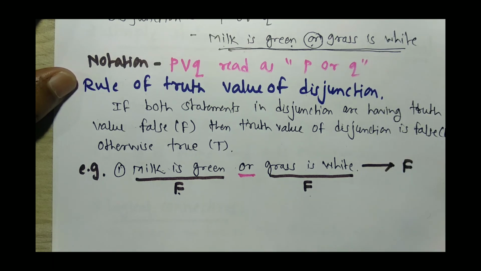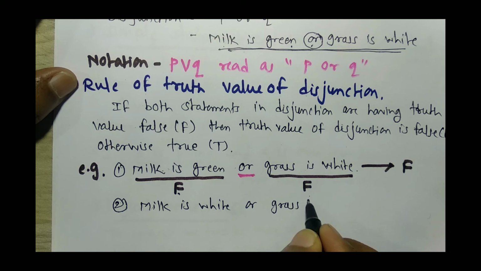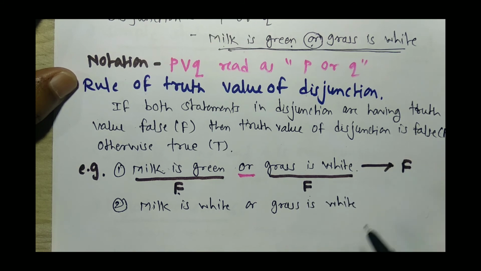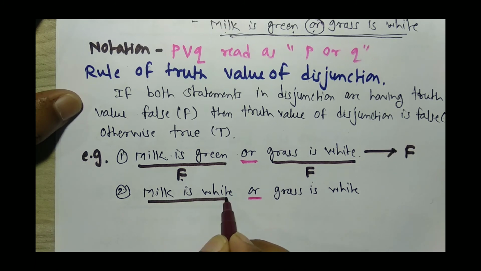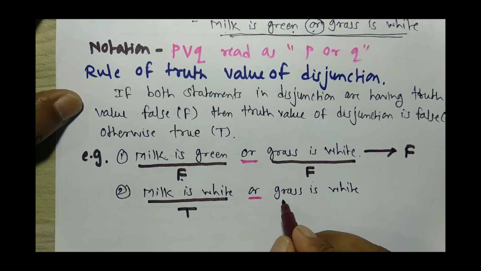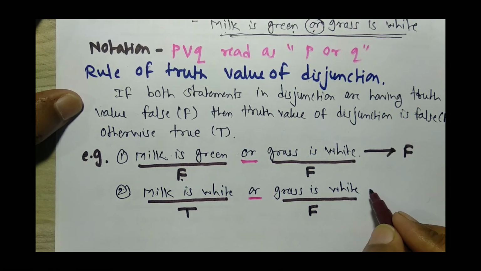Now we have to consider another example. The second example is milk is white, or grass is white. Once again, two statements are connected by using the logical connective or. That means this combination of two statements is a disjunction. The first statement, milk is white, is a true statement, and grass is white is another, false statement, and the combination of this disjunction according to the rule is a true statement.